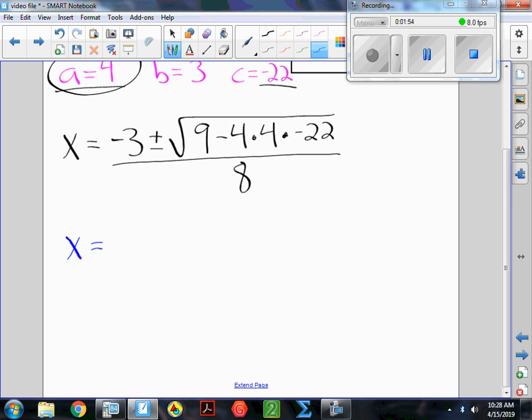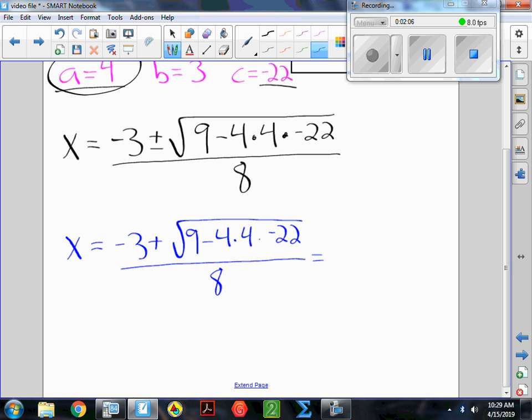So that way is to write it out, negative 3 plus the square root of 9 minus 4 times negative 22, divided by 2a, which is 8. And the way that I'm showing you to work it out is basically just to type in the numerator of the fraction, the top of the fraction, all at once. So negative 3 plus that square root, that's what we're going to do.